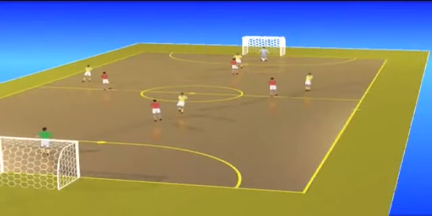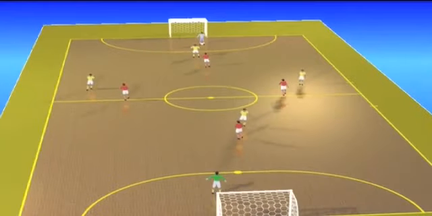Zone coverage 3 and 1. This is a coverage used for when the opponent is playing in a 3 and 1 offensive system. In this coverage, the fixed defender is in individual coverage of the pivot. The left wing covers the right wing. The right wing covers the left wing, and the pivot the fixed defender.